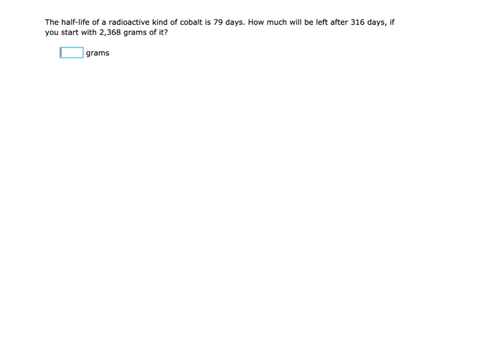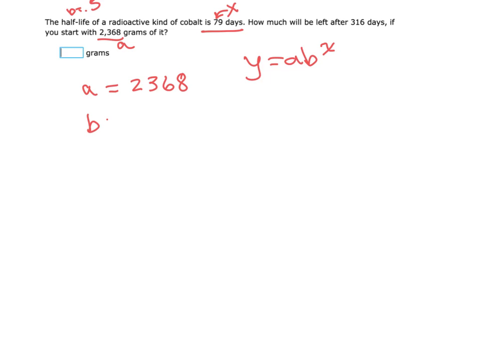Last one. All right, half-life. We know that means that our B is 0.5 and that it takes 79 days. So X is how many of those take place, and our initial amount is there. So you can see how these problems start to become fairly routine after a while. We start with 2368 grams. Our multiplier, because it's a half-life, is B.